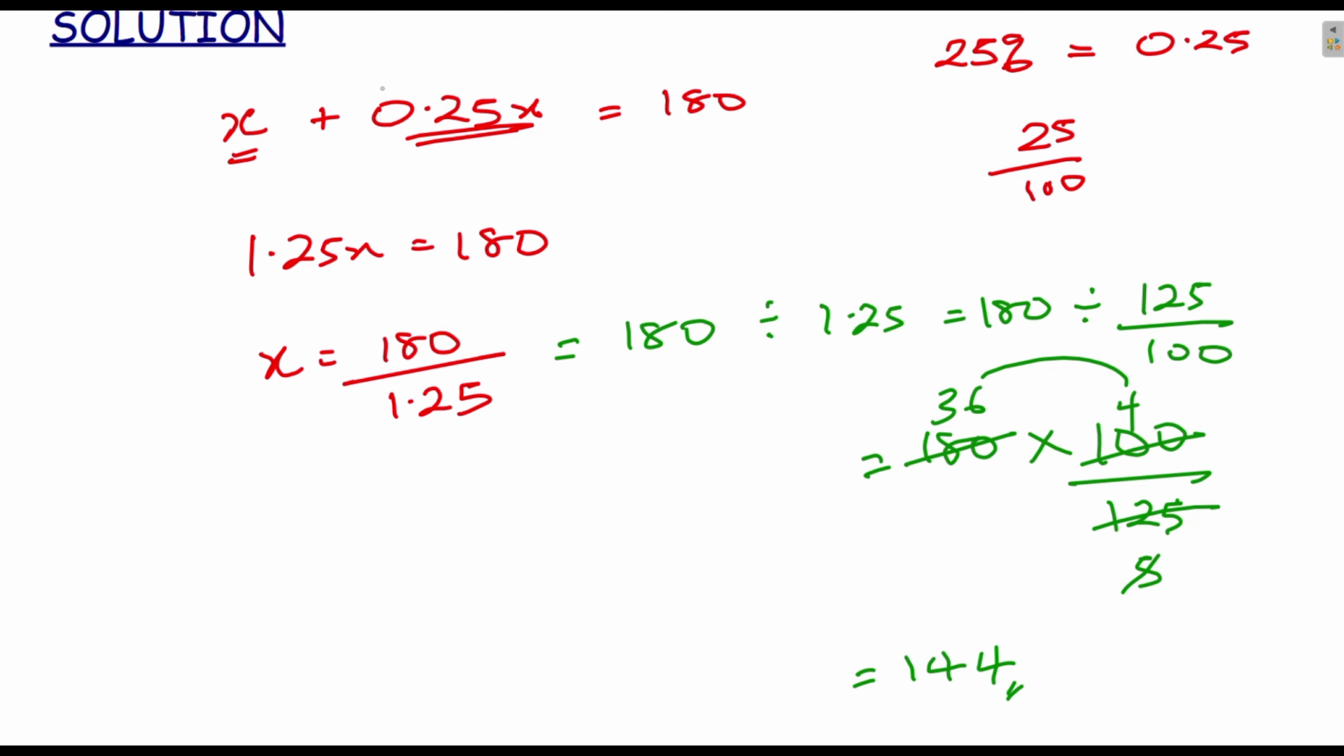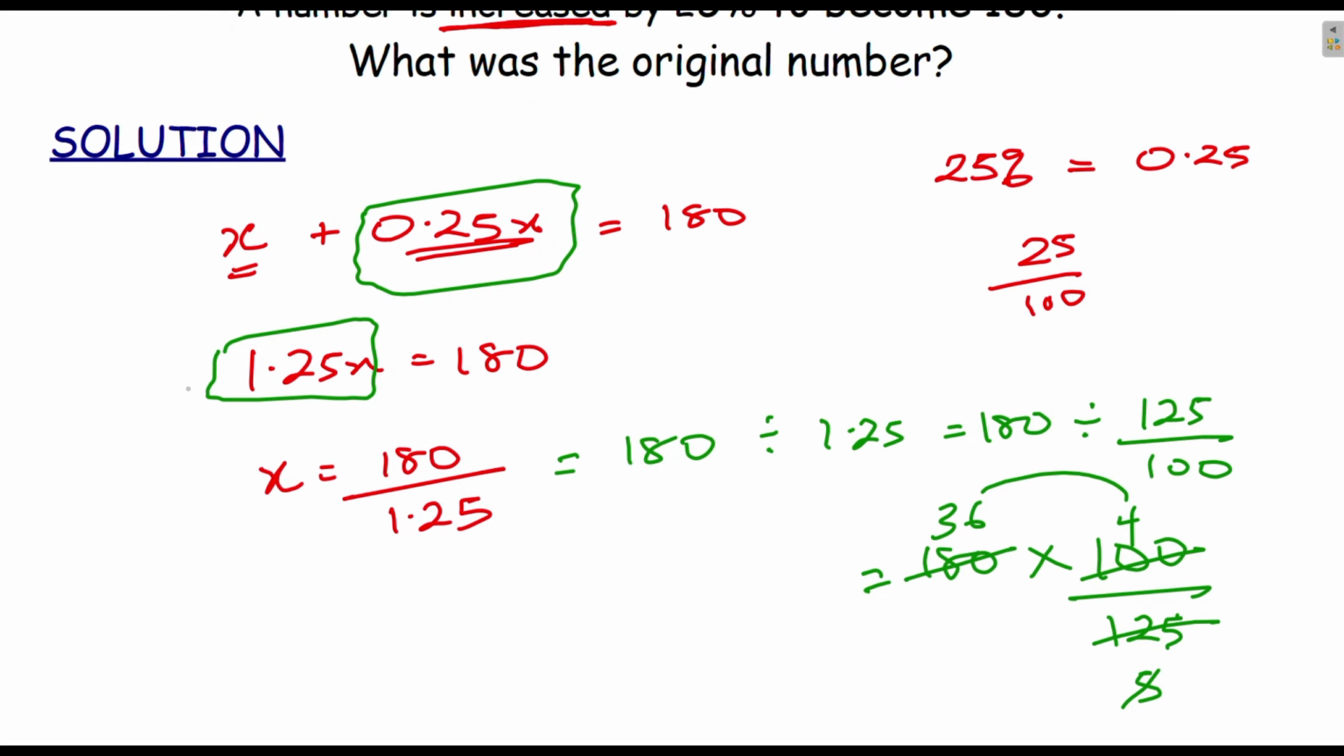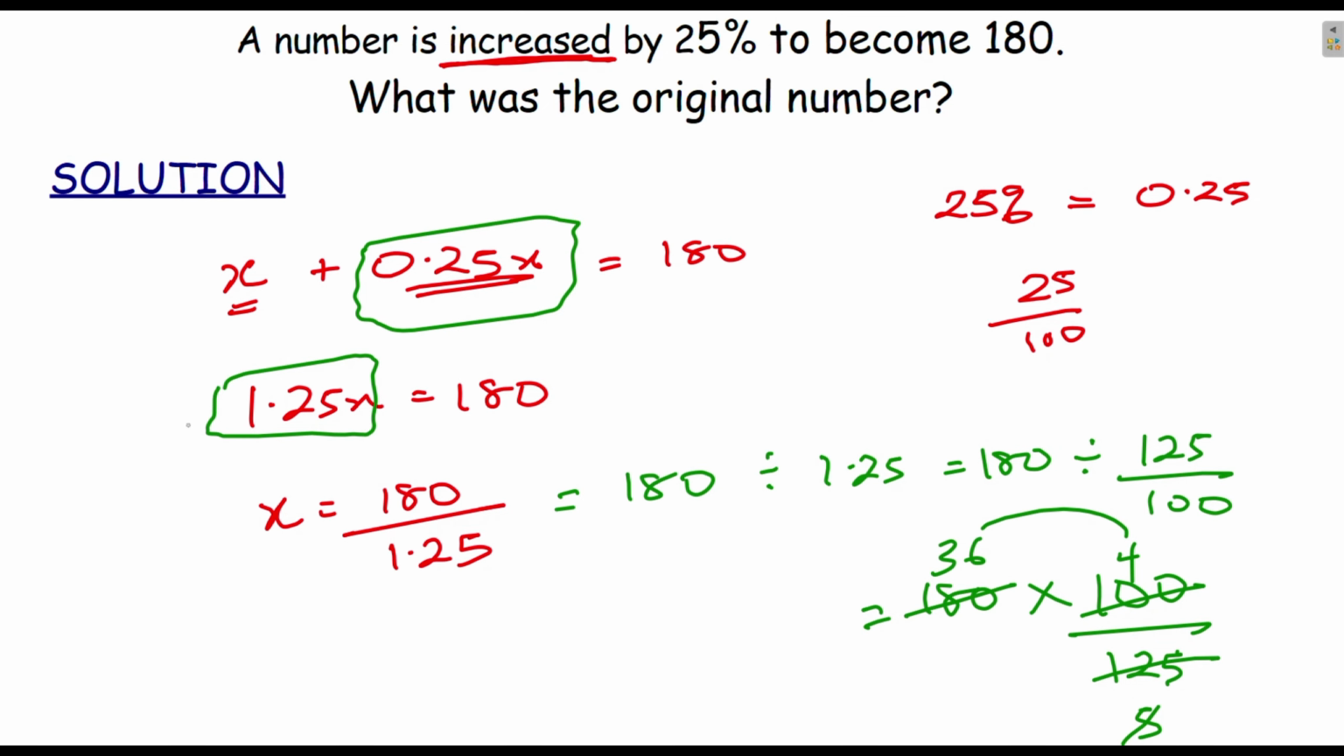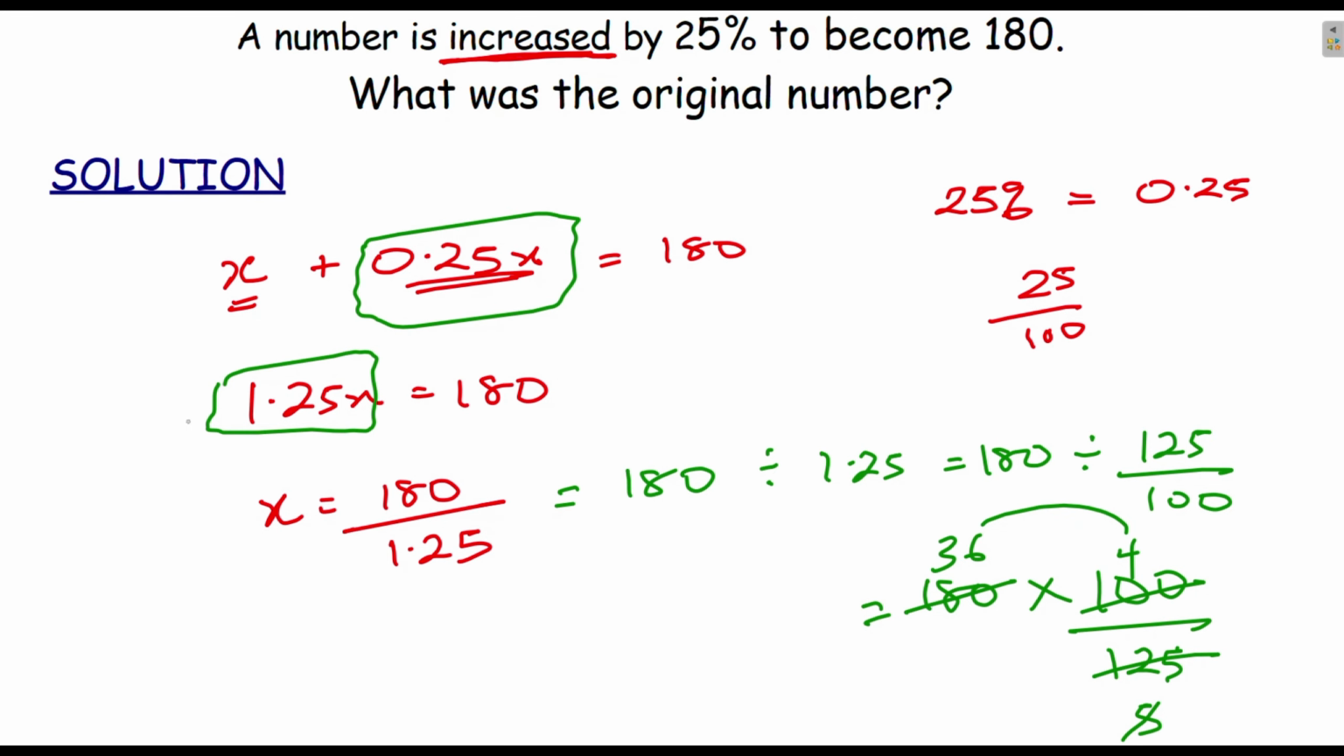Now, this concept of adding 0.25x to x and getting 1.25x is called the concept of multipliers in increasing and decreasing percentages. Okay, I also have a video on it. You can check it out.